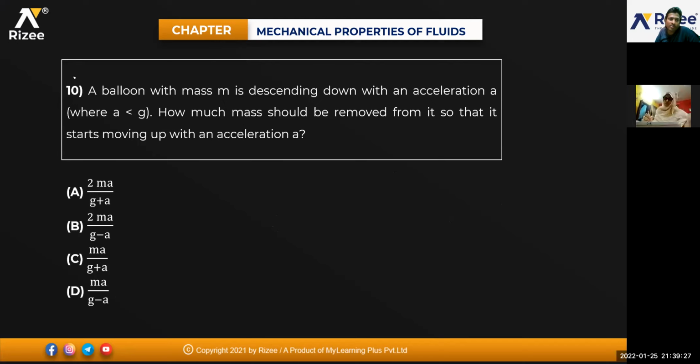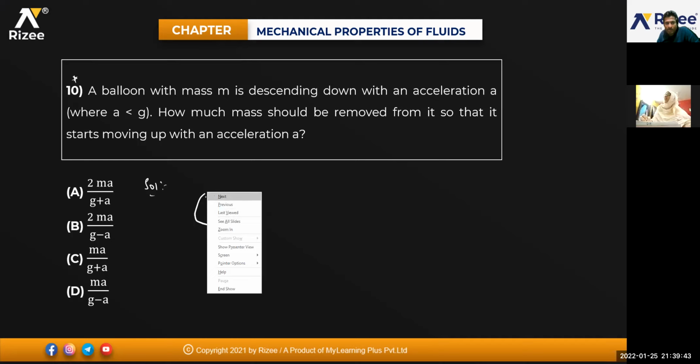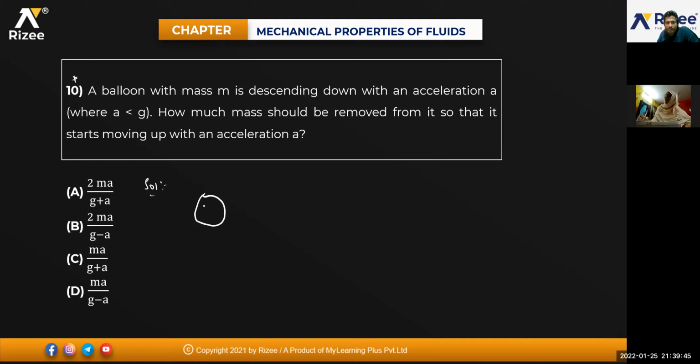Next question. Very important, beta. A balloon with a mass m is descending down with an acceleration a, where a is lesser than g. How much mass should be removed from it so that it starts moving up with an acceleration a? Good question. See here, this is your balloon. Say for example, some balloon I'm having. A balloon of mass m is descending down with an acceleration a, and this a value is lesser than g.